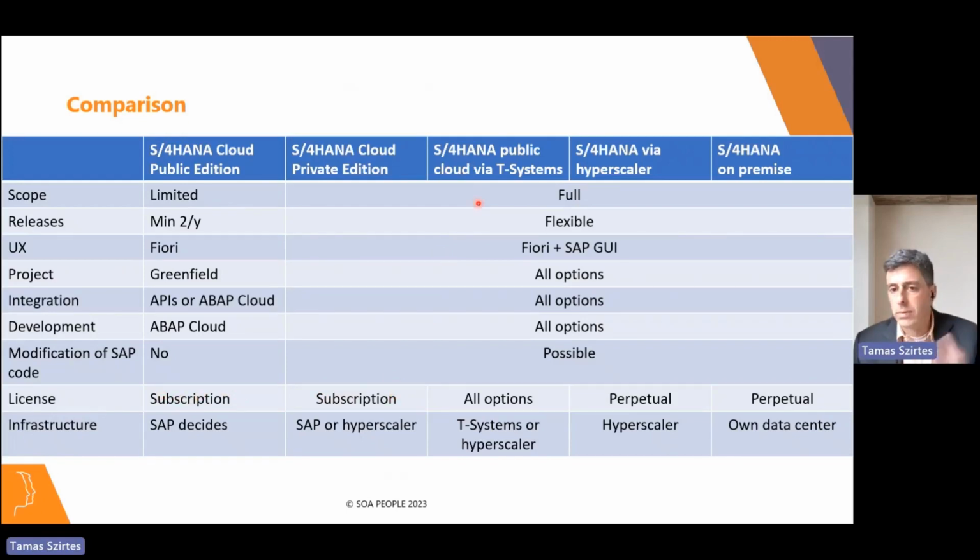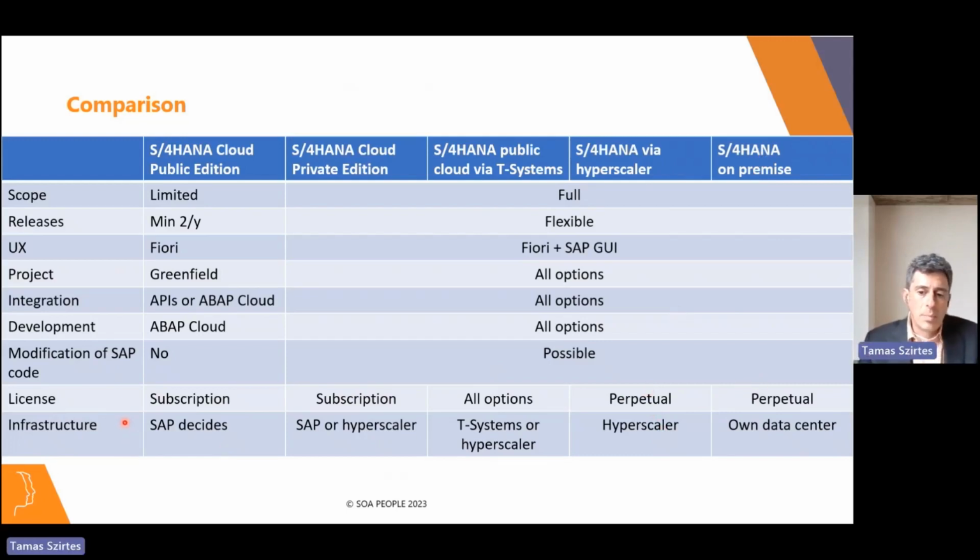If you go to, for example, T-Systems, as we work, they can offer all kinds of license ways. If you go to a hyperscaler, then from an SAP license point of view, this is the same as running it on premise, meaning you buy the normal perpetual S/4HANA license, and the question is just where you install the system, in your own data center or in a hyperscaler data center. From an SAP license point of view, they are the same.